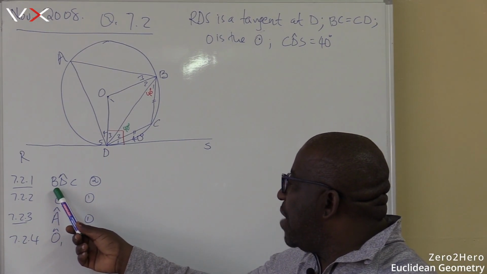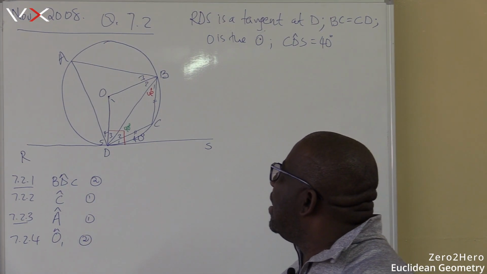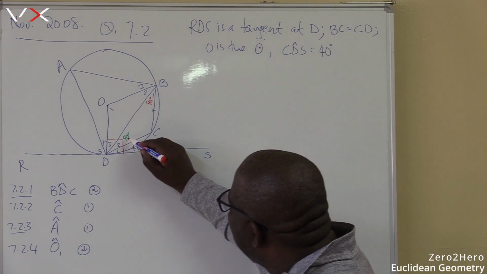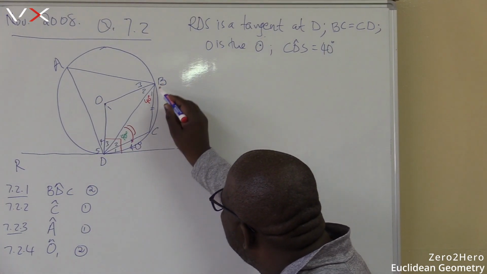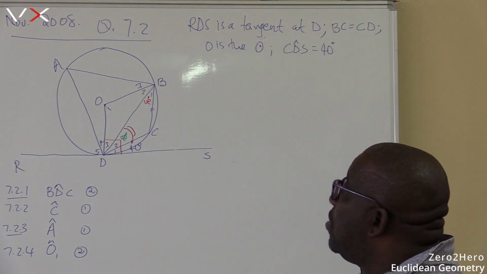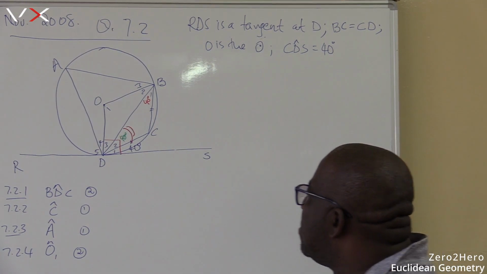7.2.1, find the size of angle BDC. Where is that angle? BDC. Well, just looking for this angle here. This angle here, BDC. We've already found that this angle is equal to 40 degrees, but let's find it the correct way.